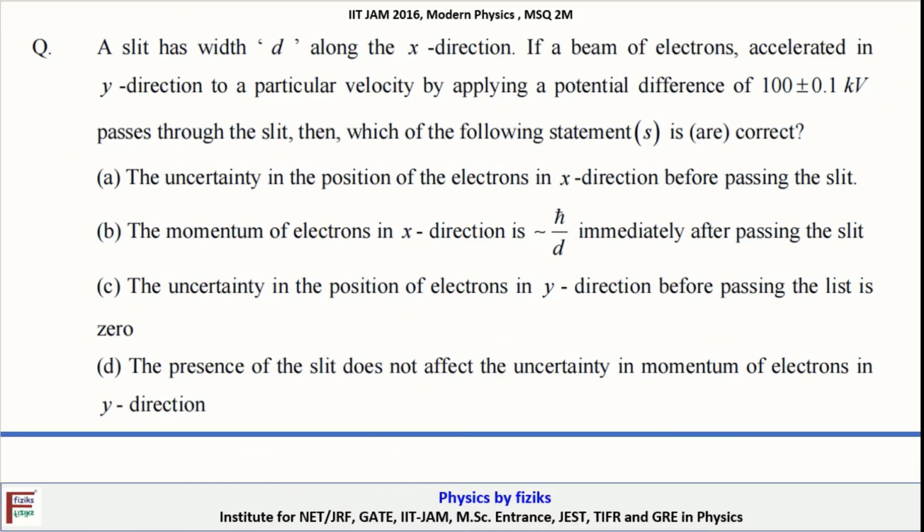A slit has a width d along x direction. If a beam of electron accelerated in y direction to a particular velocity by applying a potential difference of 100 plus minus 0.1 kV passes through the slit, then which of the following statements is or are correct? So, there are four statements. The uncertainty in the position of electron in x direction before passing the slit is 0. So that is the first statement.